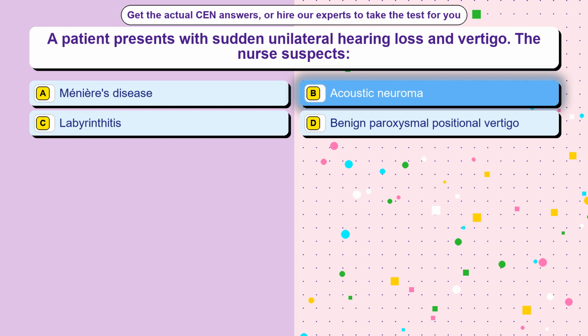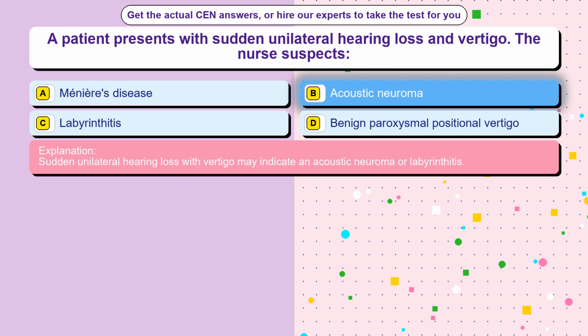The correct answer is option B. Acoustic neuroma. Sudden unilateral hearing loss with vertigo may indicate an acoustic neuroma or labyrinthitis.